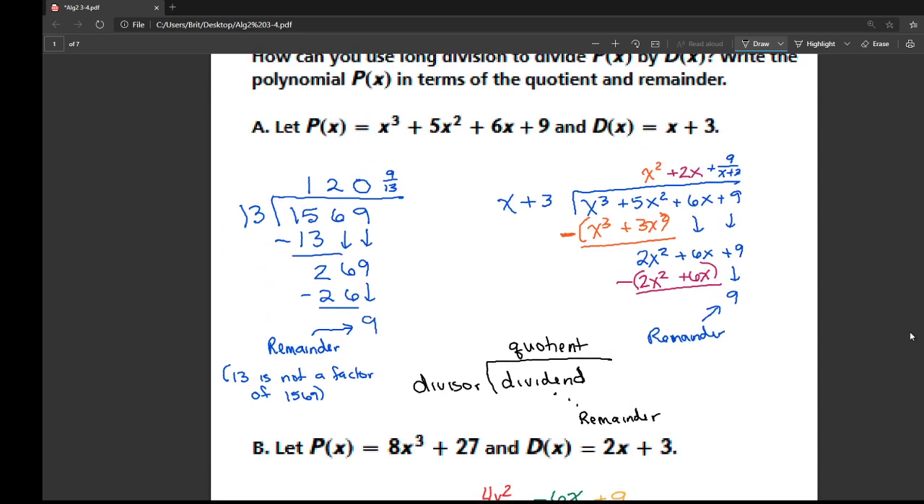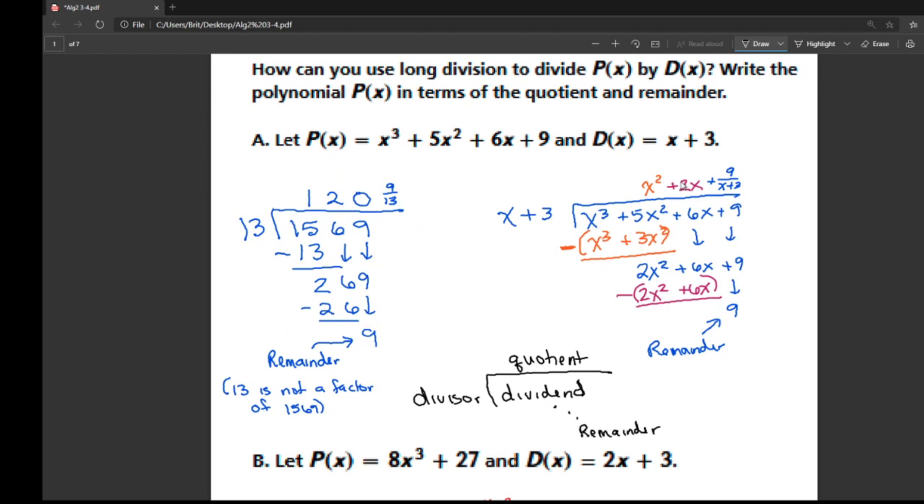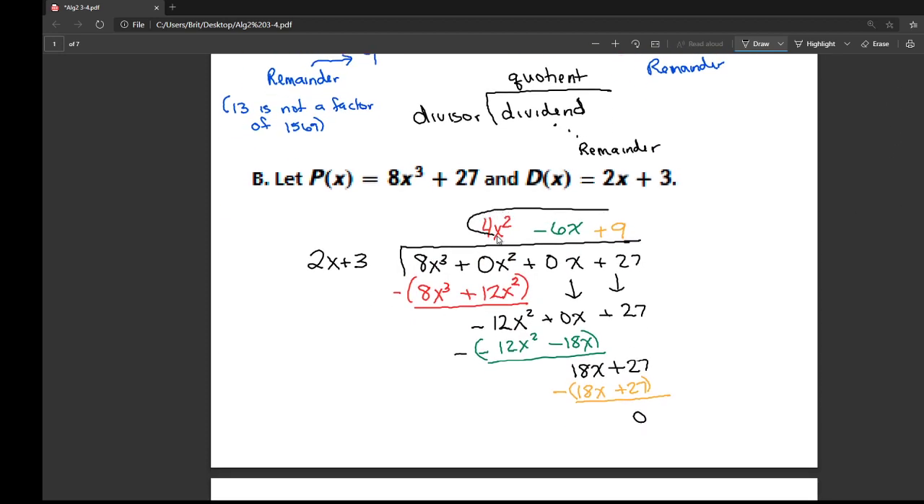I'm just looking at write it in terms of the quotient and remainder. So when it says to write it as a quotient and remainder, it's asking you to write it like this. Eventually they're going to ask you to write it as the quotient times the divisor, and then add the remainder, so I'll be showing you that in another way. But this is our answer, and this is our answer.